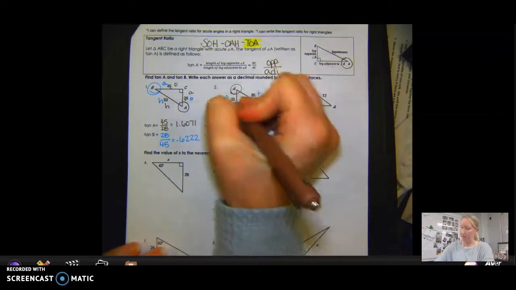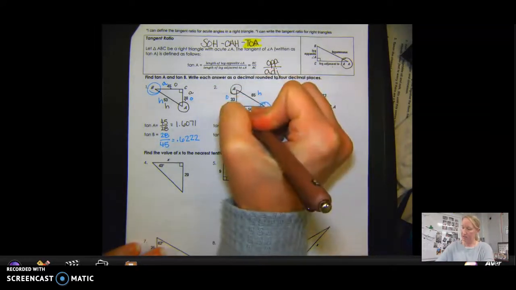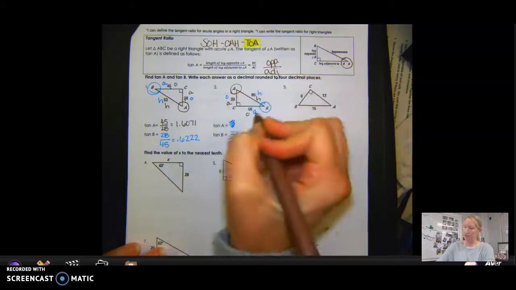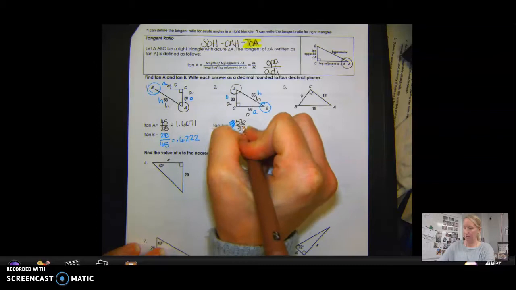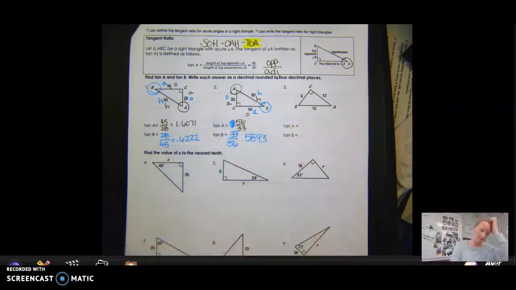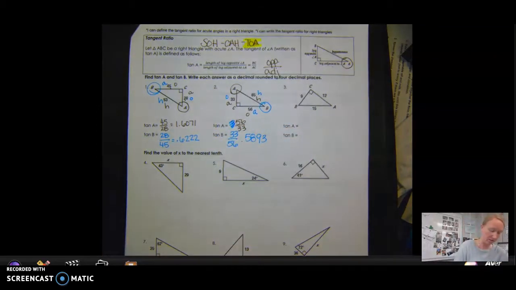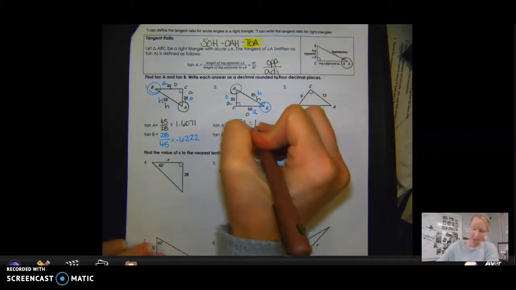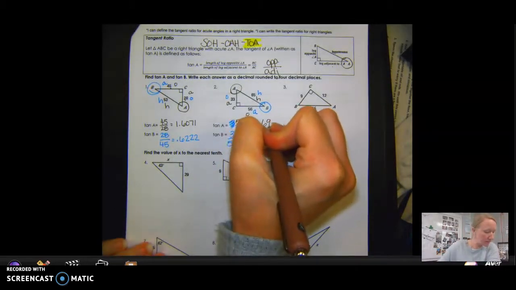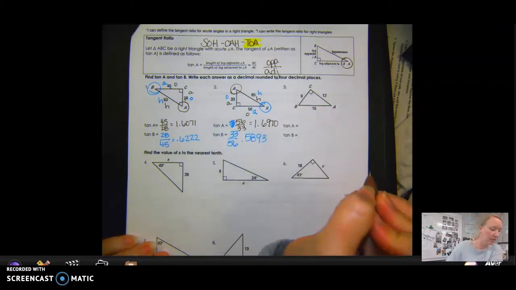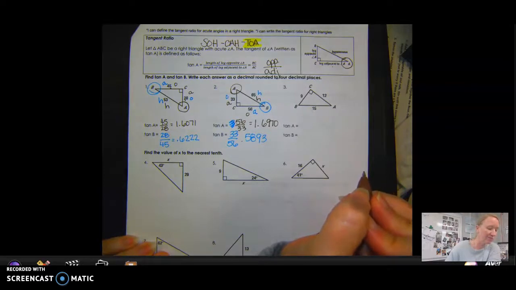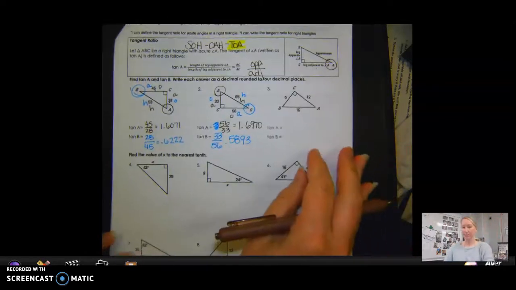Tangent of A. Here we have adjacent, opposite, and hypotenuse. Tangent would be TOA, so that would be 56 over 33. If you notice, these are just inverses of each other, right? Or the reciprocal of each other would be a better word. That is 1.69. That actually rounds to 70 because it's 696. And so that 6 rounds that 9 up.